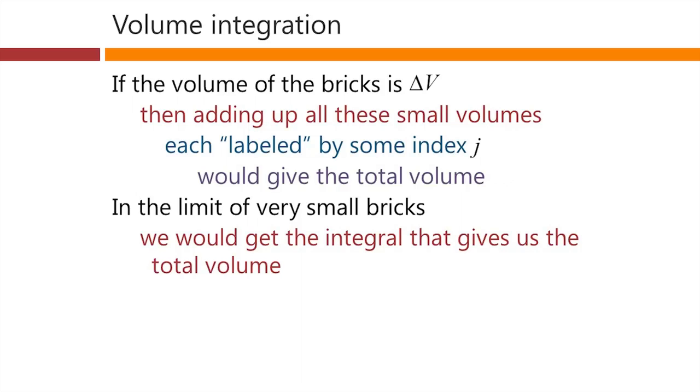And in the limit of very small bricks, this collection of all of these little bricks and their volumes added up would be the integral that gives us the total volume. So formally, the volume would be the integral over the volume of all of these little infinitesimal volumes, or infinitesimal bricks, and that would be formally the limit as the volume of those little bricks went to 0 of this sum of the volume of all of these bricks.